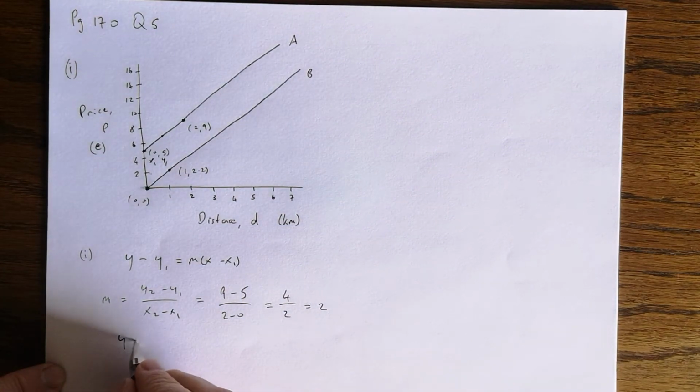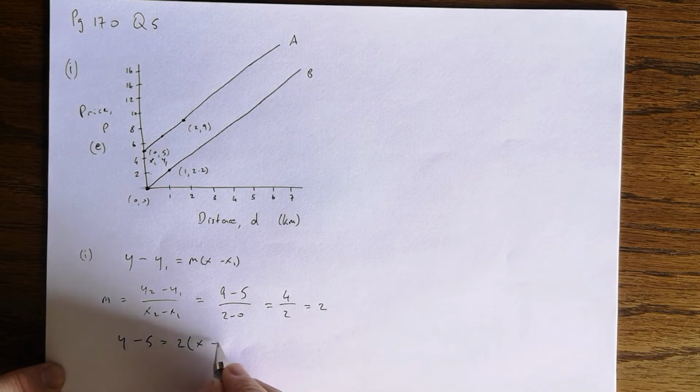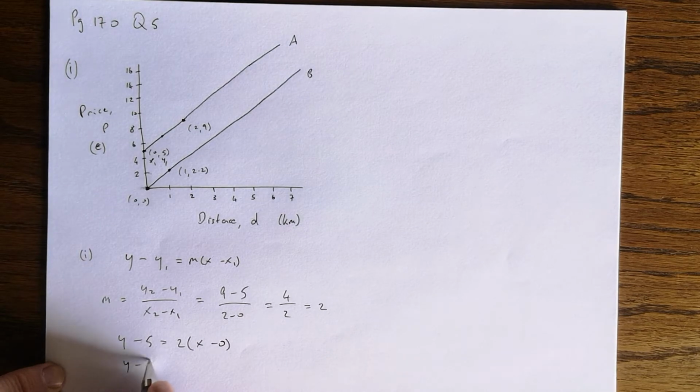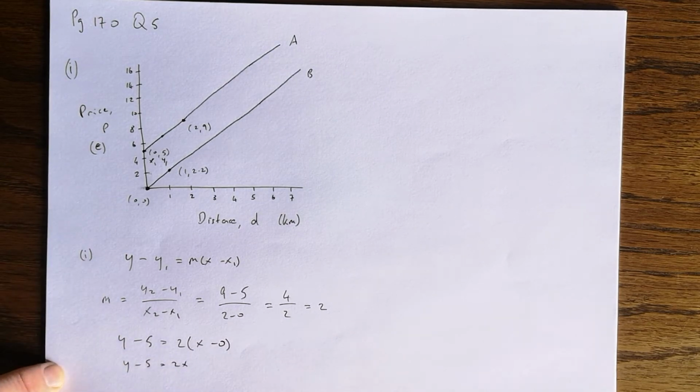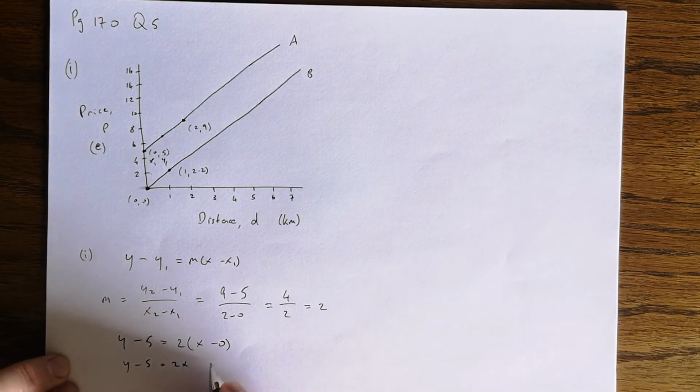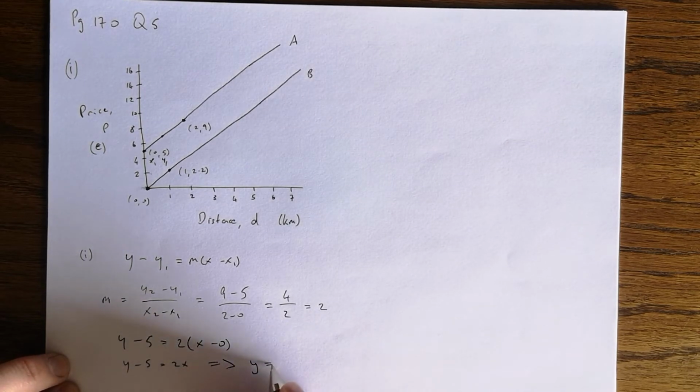So it's going to be y minus y1, where y1 is 5, is equal to m, which is the slope, by x minus 0. Multiply it all out. So I get y minus 5 is equal to 2x. So I could rearrange that. Let's say I'd rather have it in this form, y is equal to 2x plus 5.